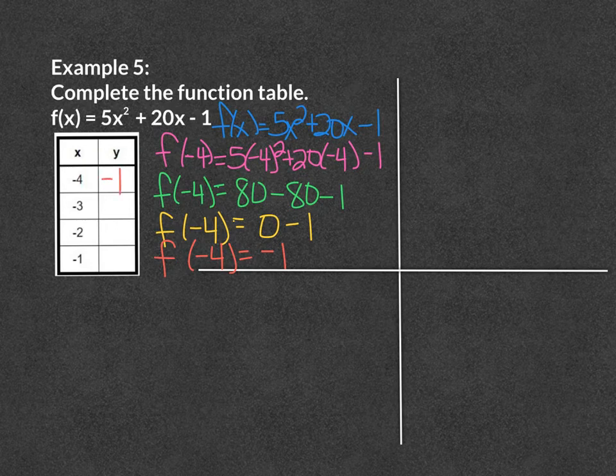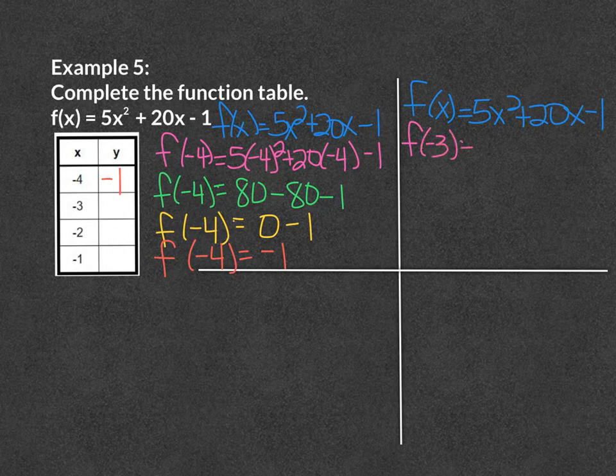Now I'm going to move on to the value of x equals negative 3. So I'm going to rewrite my equation. So I have f of x equals 5x squared plus 20x minus 1. So wherever there's an x, I'm going to place a negative 3. So I have f of negative 3 equals 5 times negative 3 squared plus 20 times negative 3 minus 1.